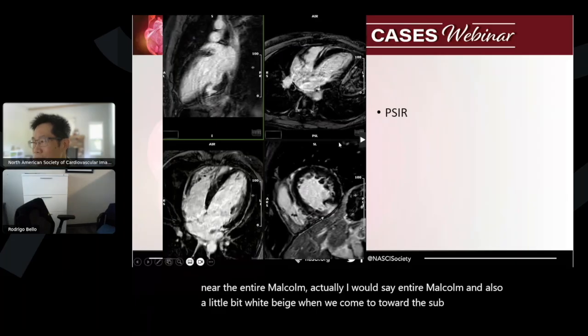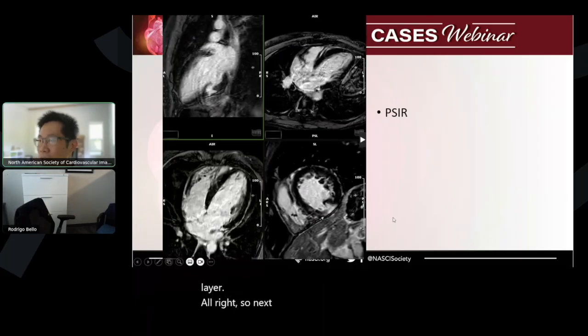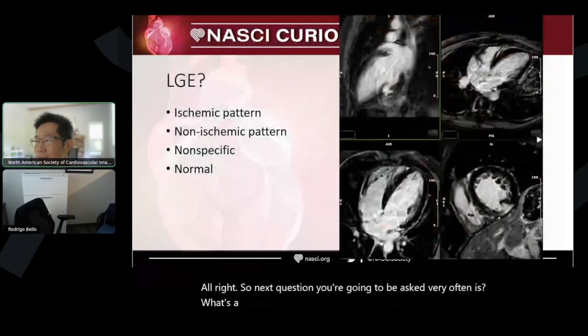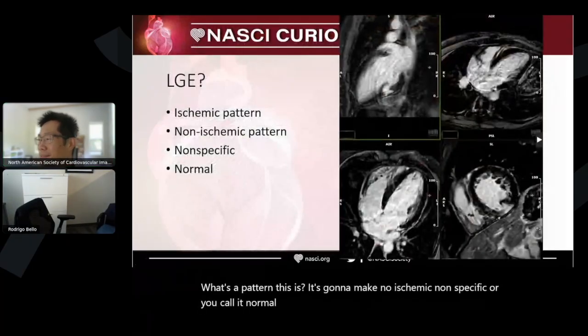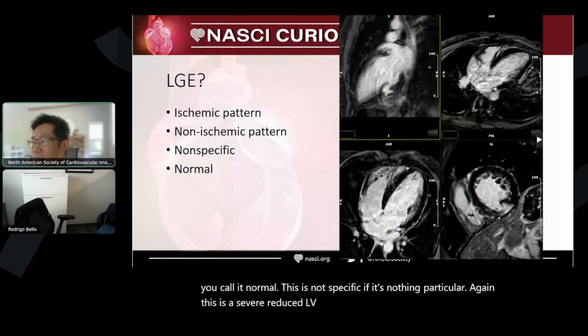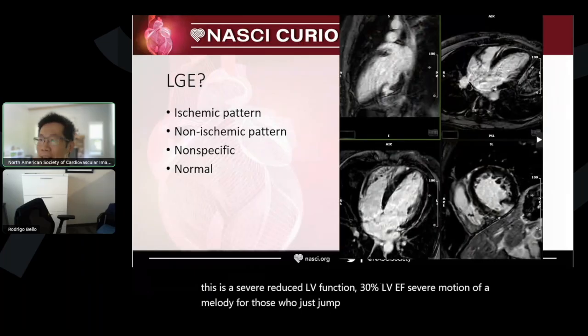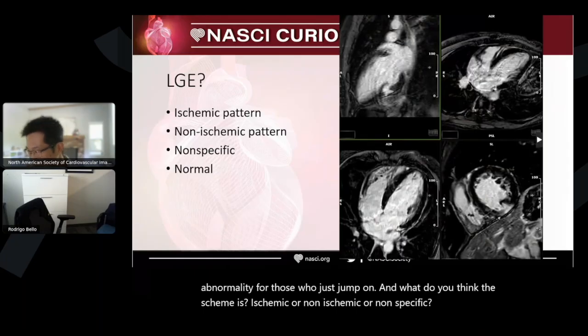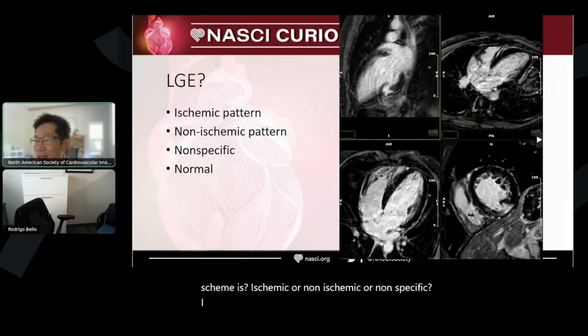All right, the next question you're going to be asked very often is, what's the pattern? Is this ischemic, non-ischemic, non-specific, or do you call it normal? Again, this is severely reduced LV function, 30% LVEF, with severe motion abnormality, for those who just jumped on. What do you think: ischemic, non-ischemic, or non-specific? I know sometimes it's not really clear-cut what we see.